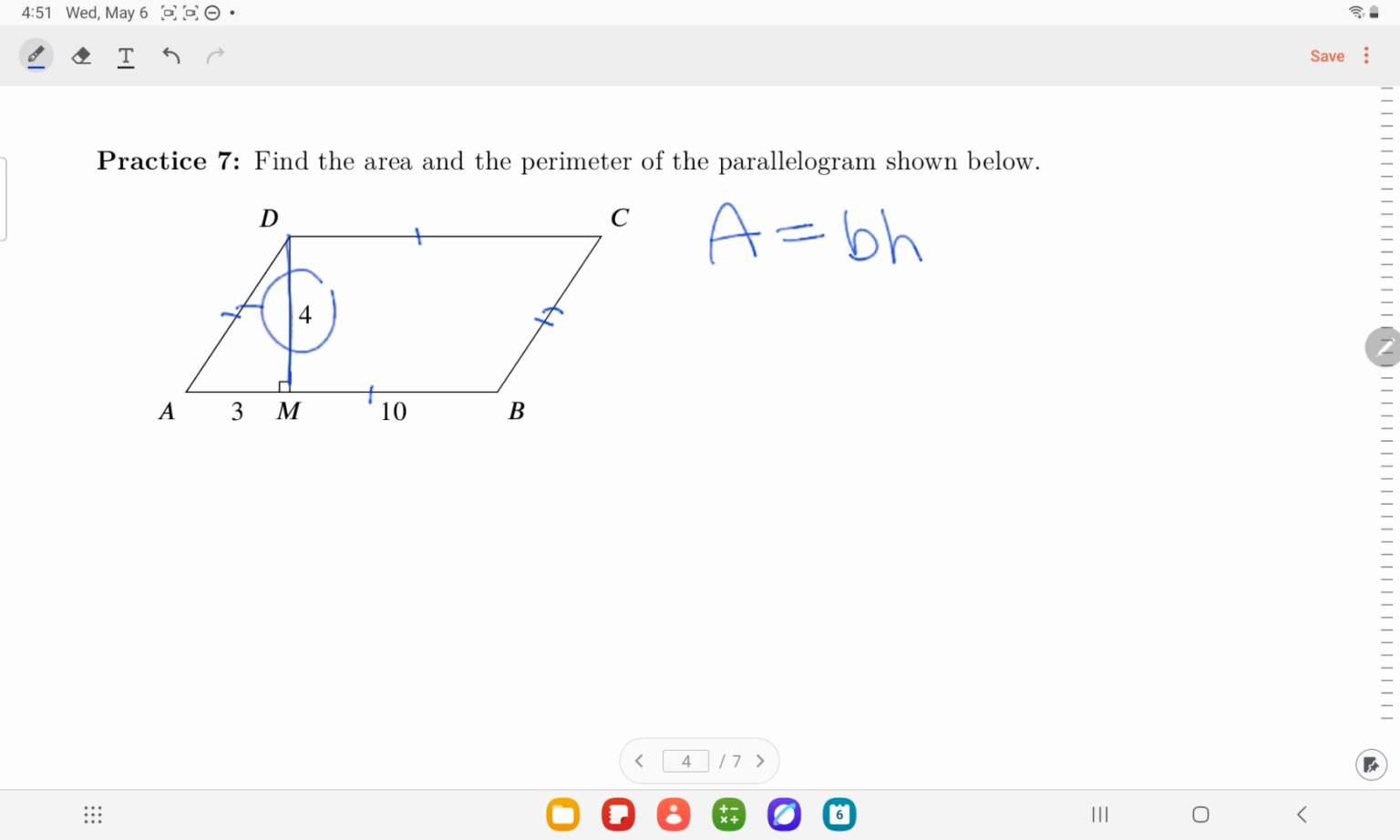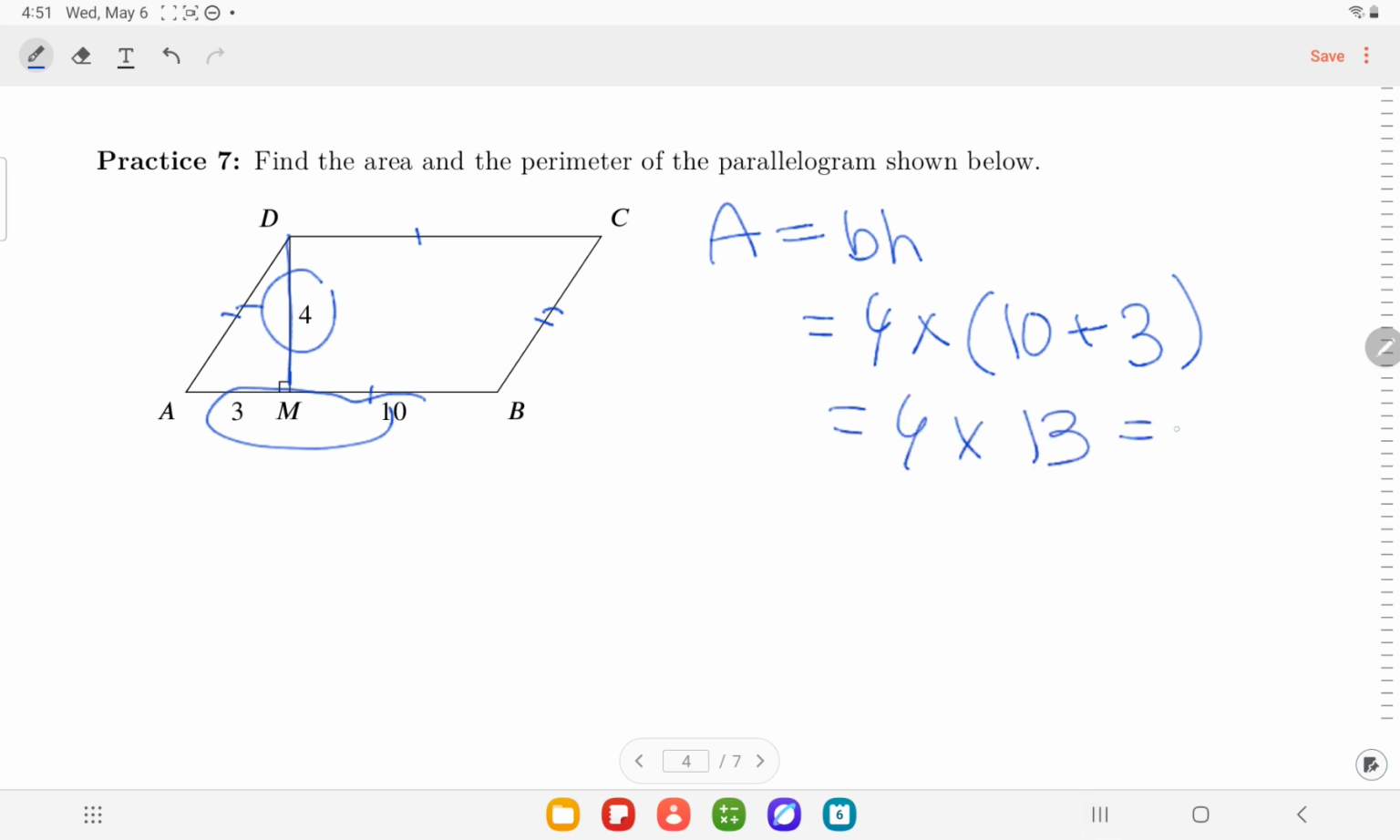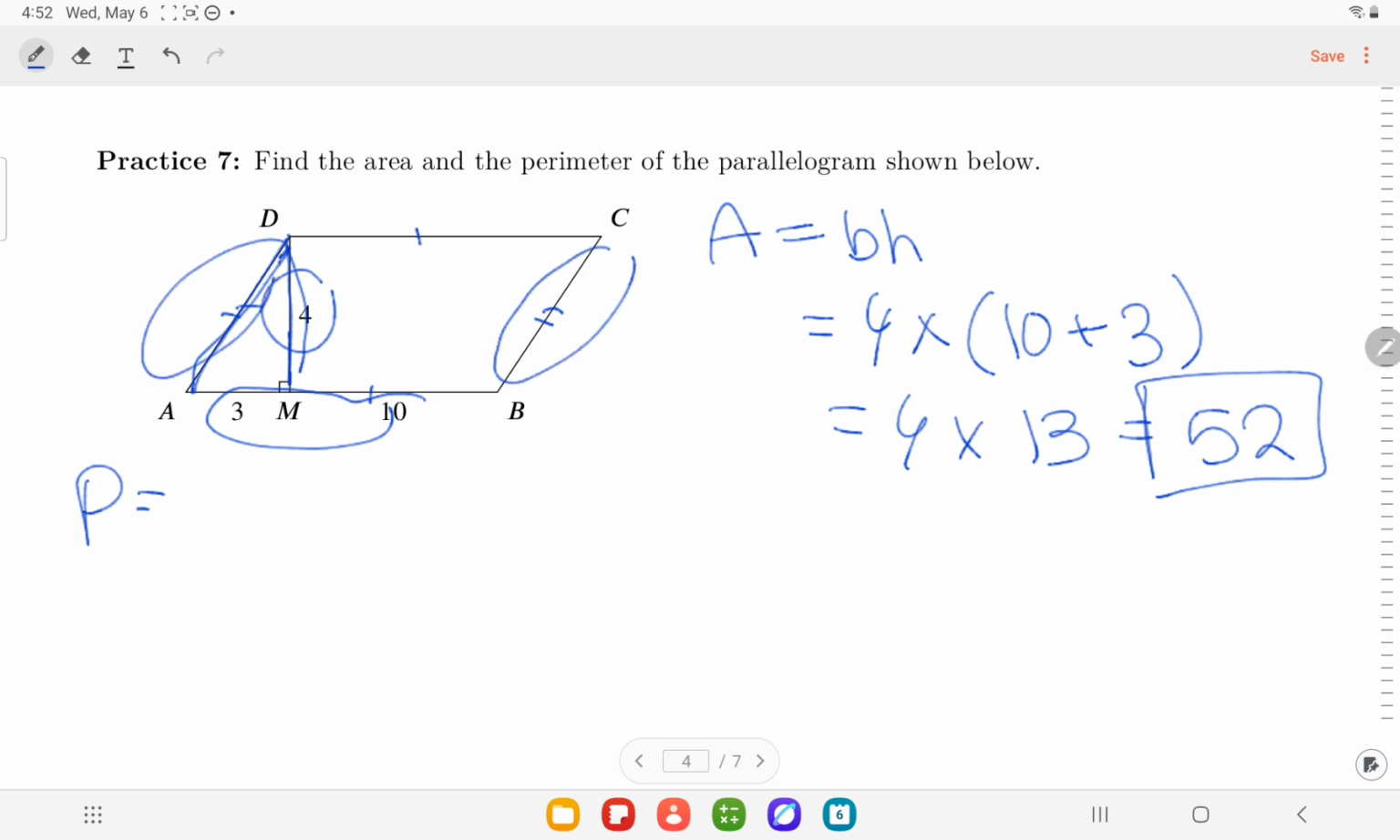so this 4. So our area is going to be 4 times our base, which is 10 plus 3, which is 13. So our area is 52. And it's important to note that when we're looking for the perimeter, this side here is not equal to 4. The 4 is only this perpendicular height here. So we need to solve for these sides.